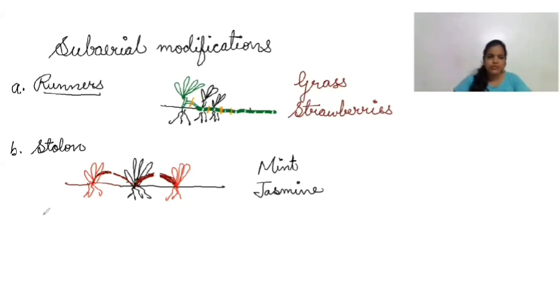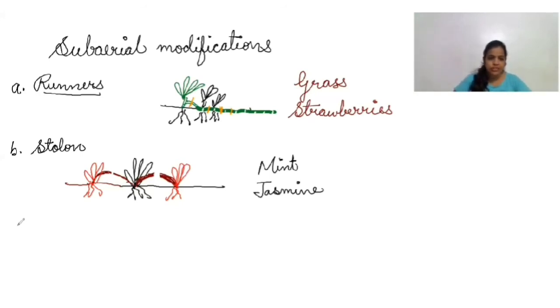Next we have type C. Okay, the stolon, or the runners, are actually helpful in vegetative propagation. As you can see, they are forming new plants in less time, so they help in vegetative propagation, that is reproduction without fusion of gametes. In detail, we study vegetative propagation in the 12th portion, first chapter.